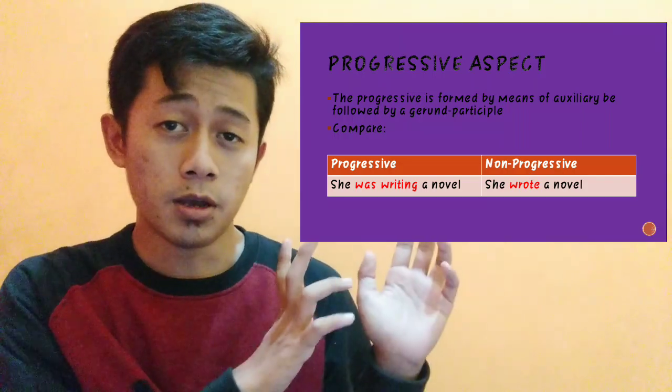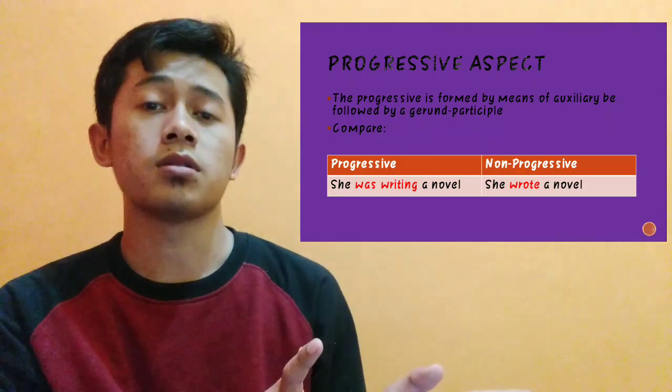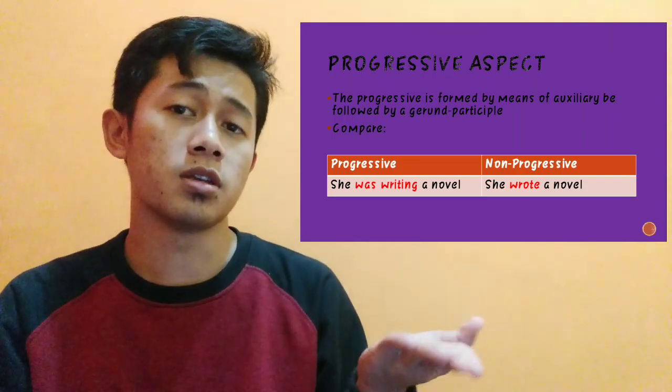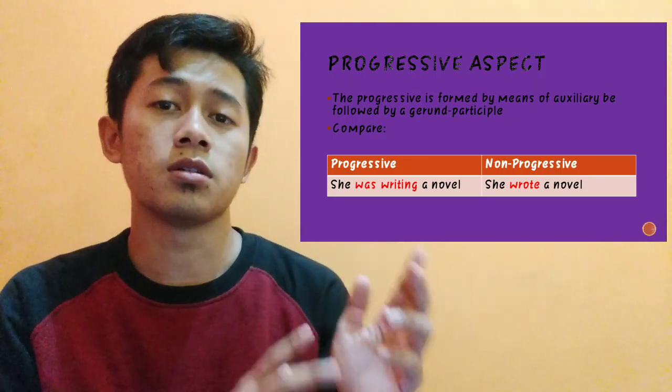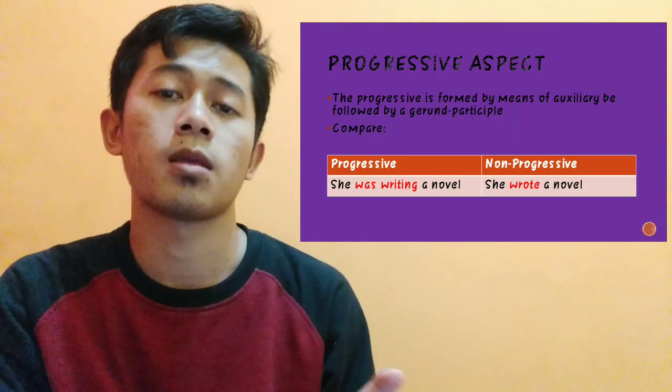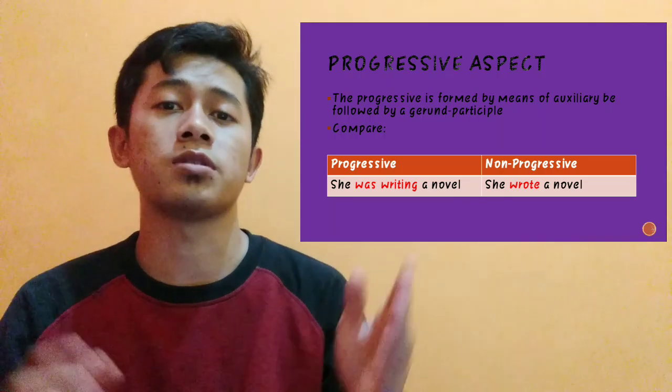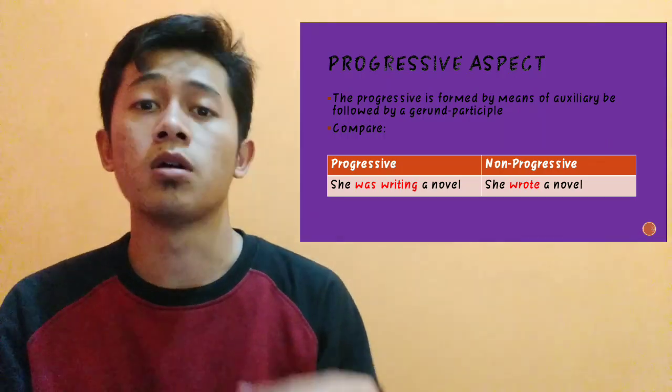In progressive, the example is "she was writing a novel." Was here is the auxiliary be, followed by the gerund participle writing. So this is the form for progressive.